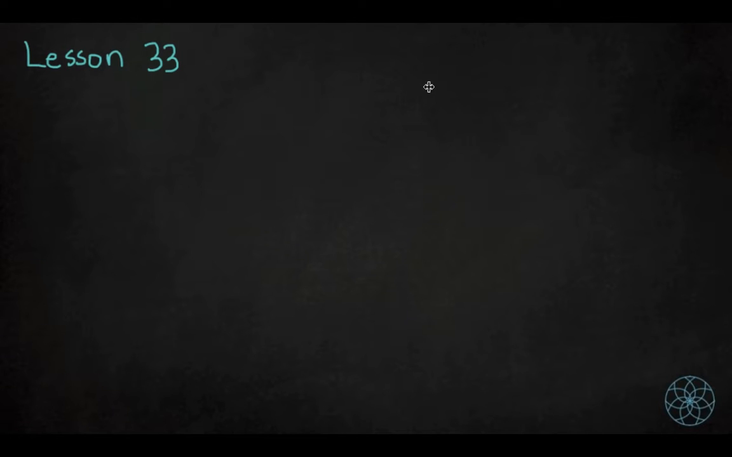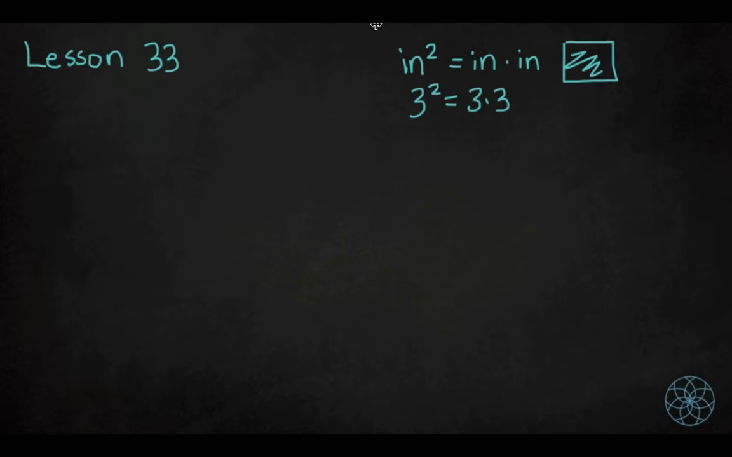So first of all, little pop quiz. What does inches squared mean? Well, just like 3 squared would equal 3 times 3, inches squared means inches times inches. So some sort of length this way, some sort of width this way, so we get a two-dimensional object. All right, so that was our little quiz, which will come in handy later in this lesson.